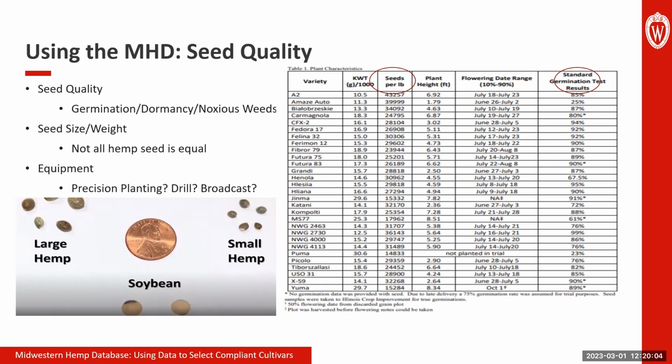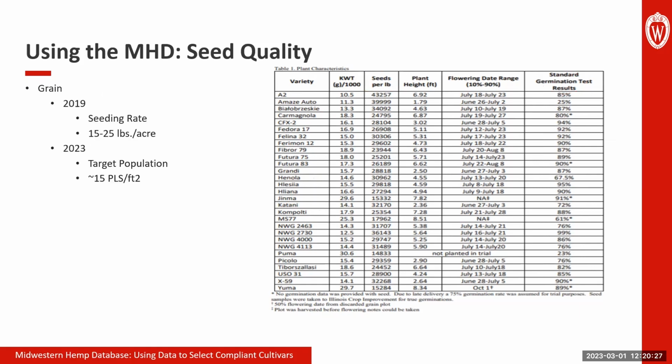And so this is where pure live seed really comes into play when we're looking at both the seeds per pound and the standard germination test results to figure out a true seeding rate that will achieve our target population density. And so you can see here between the seeds per pound and the germination test, they're widely variable. And so we have to account for this in our trials. An example of this is, in 2019, we used to think about seeding rates of grain in 15 to 25 pounds of seed per acre, but our mindset has changed based off of seeding rate studies to really start looking at this targeted pure live seed rate.